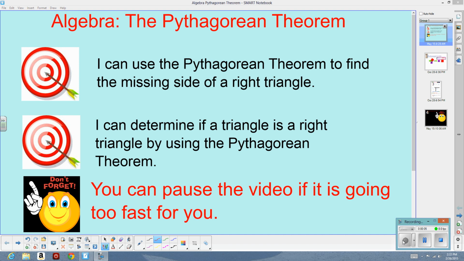In this lesson, you'll use the Pythagorean theorem to find the missing side of a right triangle. You'll also determine if a triangle is a right triangle by using the Pythagorean theorem.